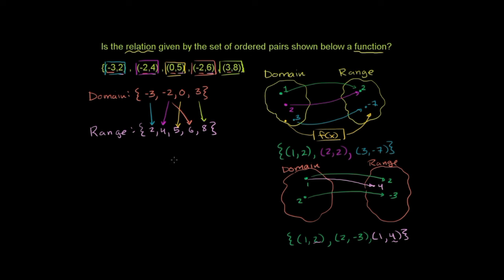So the question here, is this a function? For it to be a function, for any member of the domain, you have to know what it's going to map to. It can only map to one member of the range. So if you put -3 as the input into the function, you know it's going to output 2. If you put -2 into the input of the function, all of a sudden you get confused. Do I output 4 or do I output 6? Because there's this confusion, this is not a function. You have a member of the domain that maps to multiple members of the range. So this right over here is not a function.